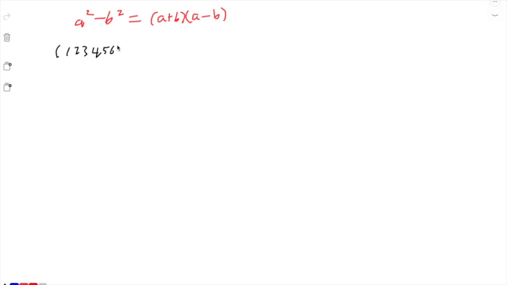123,456 squared minus 123,457 multiplied by 123,455. And what we notice is that 123,457 is just 123,456 plus 1, and the same as 123,455 but minus 1. So let's just represent them as those expressions.